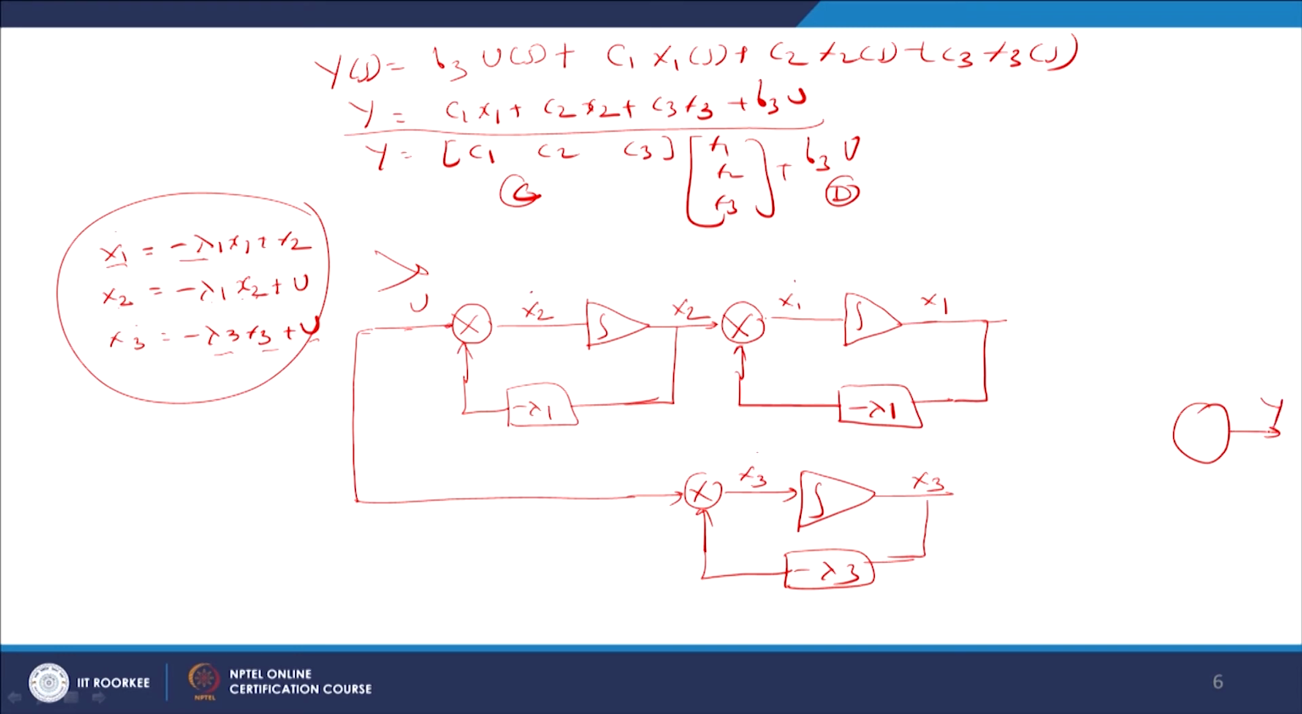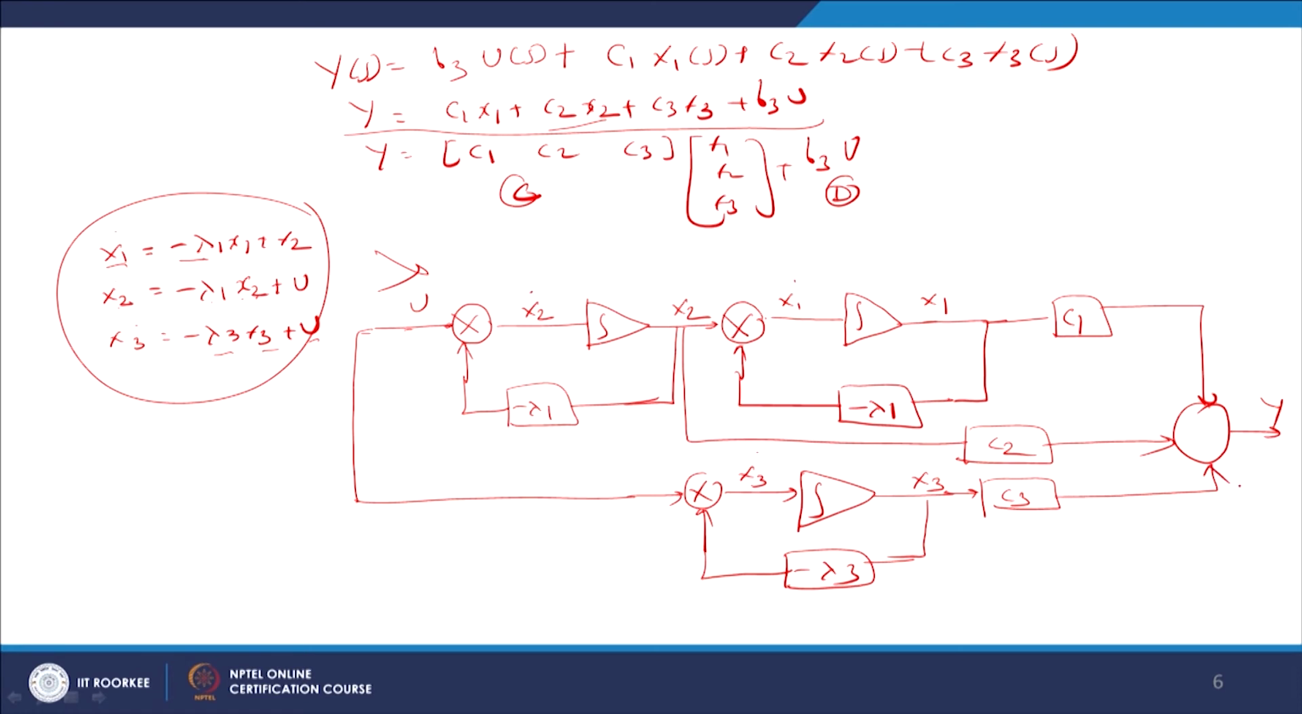So, which signal is coming here? That is C1 into x1, second is C2 into x2. So, let us say this is x2. So, here we take C2 and we connect here. Now, about C3 into x3. So, we will connect C3 here and this is the output.